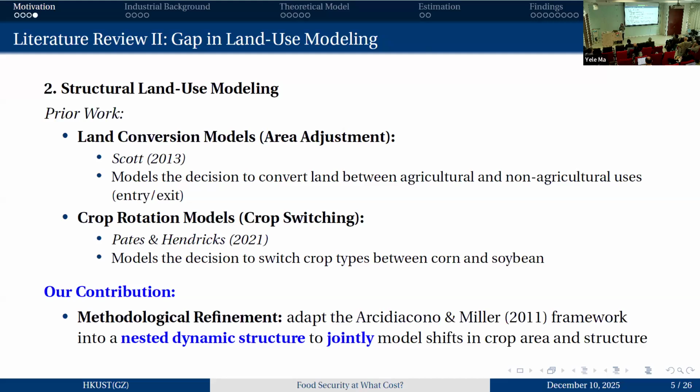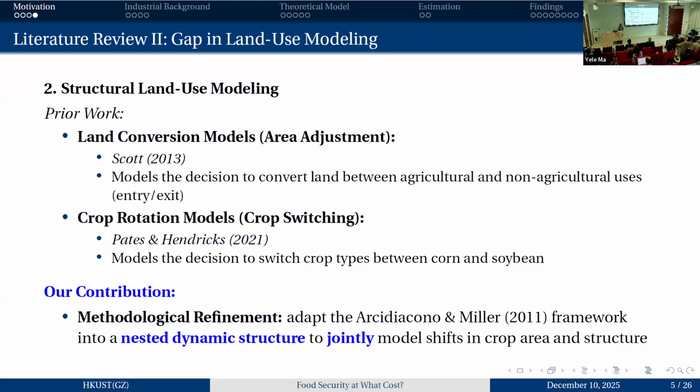So we have some papers dealing with the area adjustment, that is, climate and how agriculture and non-agricultural land respond. And another paper models the decision of farmers within the land, just between small and big.